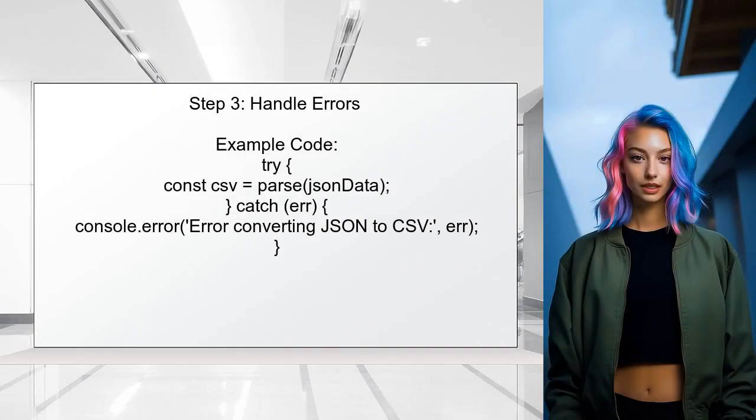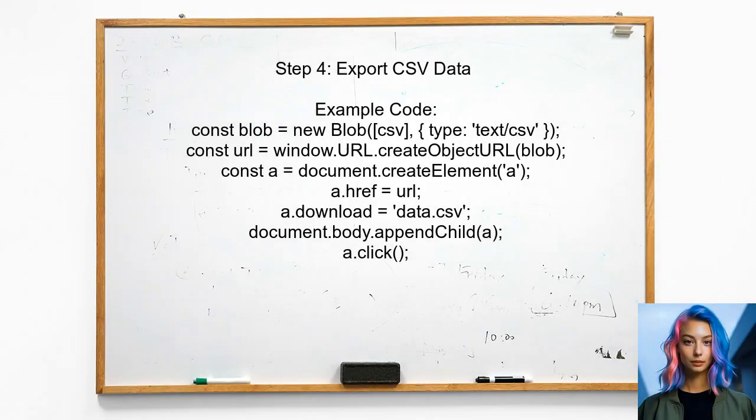After that, the user should handle any potential errors that may arise during the conversion process. This can be done using a try-catch block. Finally, the user can export the CSV data or download it as a file. This can be achieved using the Blob API in the browser.